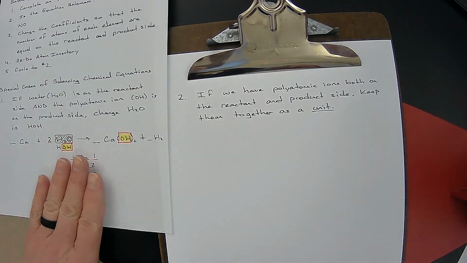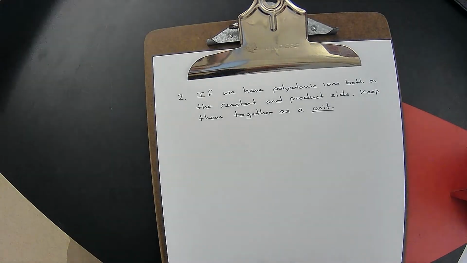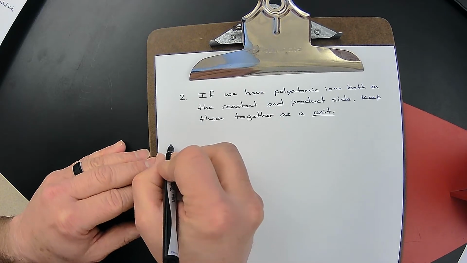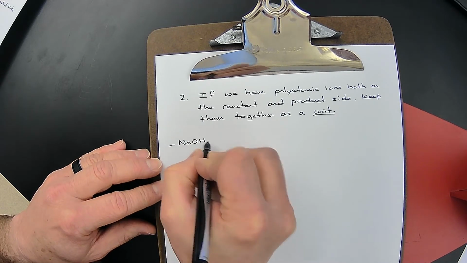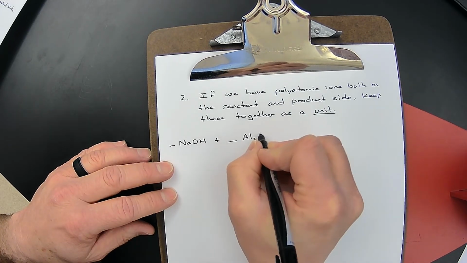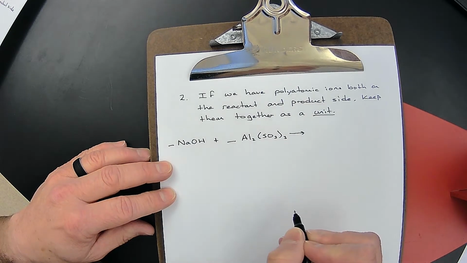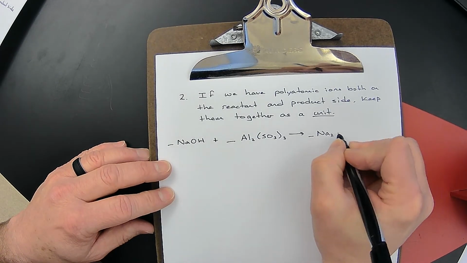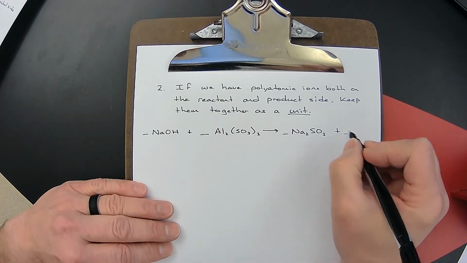Similar to the first example that we did where we had the polyatomic ion OH and we kept them together, now we're going to be looking at, in general, if we have polyatomic ions. So let's say we have NaOH, sodium hydroxide, reacting with Al2(SO3)3, aluminum sulfite, producing sodium sulfite and aluminum hydroxide.